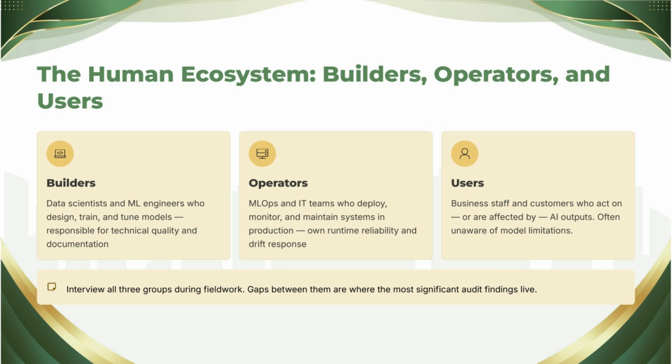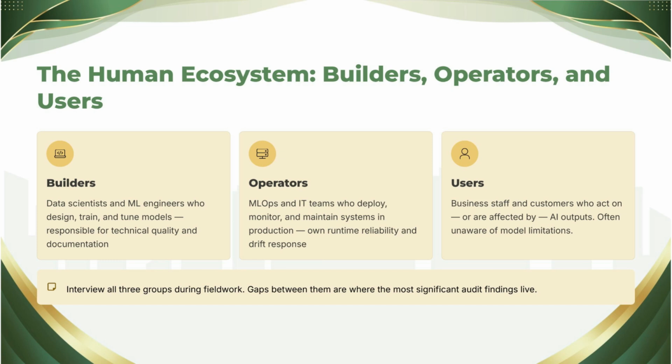I once interviewed loan officers at a lender using an AI credit model. Several admitted they'd stopped questioning the model's rejections, even when their experience screamed otherwise, because overriding it required a three-level approval. The builders had created a good model. The process had created blind obedience. No technical test would ever have caught that.